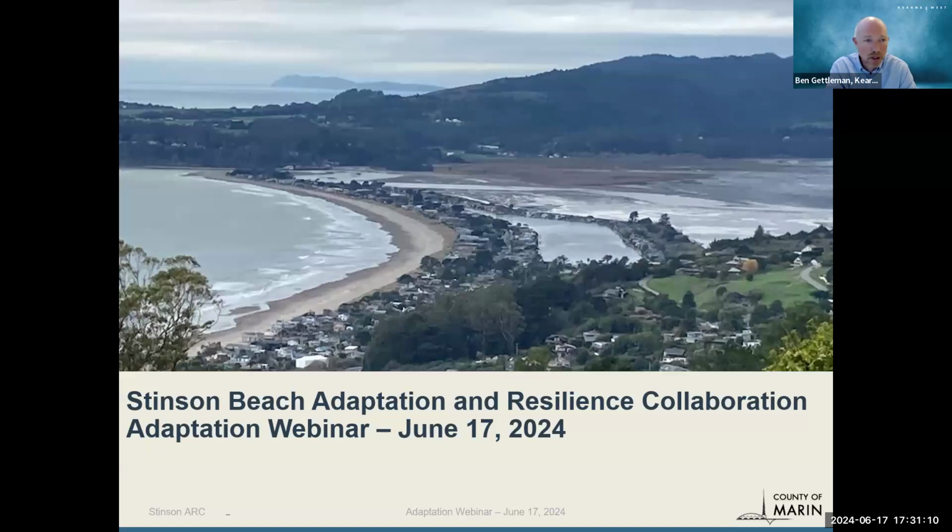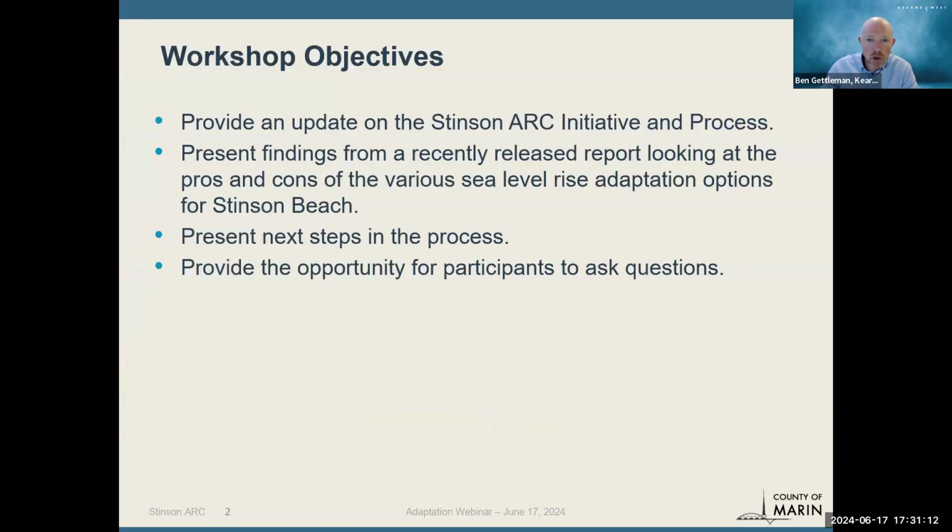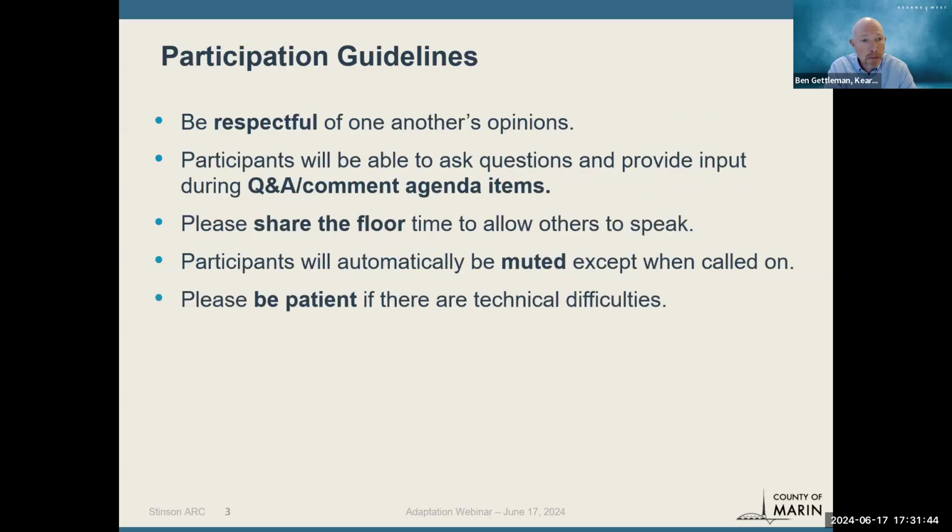So let's go to the next slide, please. Just a quick overview of our objectives for today. We want to start with a high-level overview of where we are in the Stinson ARC process, and then we'll dive in a little bit more specifically to findings from a recent report that looks at the pros and cons of different sea level rise adaptation options for Stinson Beach. We'll also present next steps, and then importantly, we want to make sure we provide the opportunity for participants to ask questions.